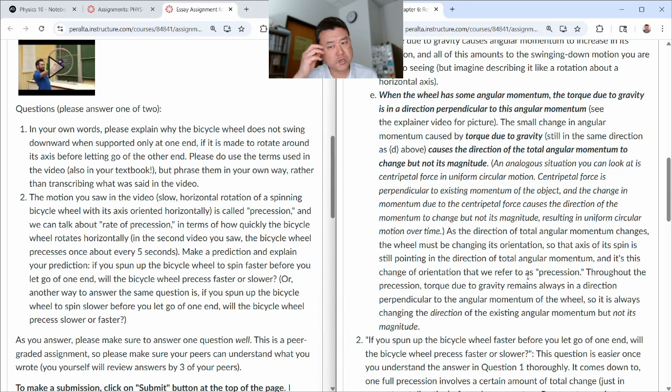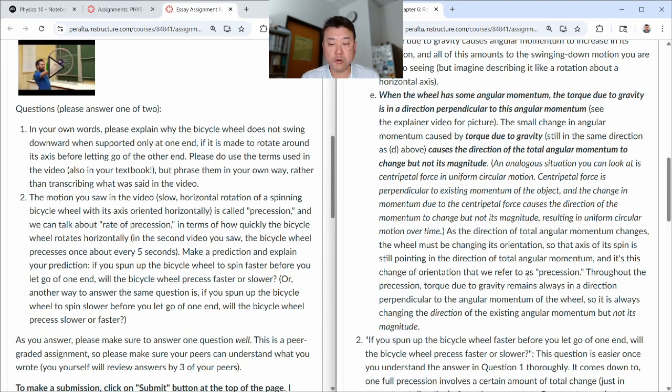An analogous situation you can look at is a centripetal force that we covered in uniform circular motion. Centripetal force is perpendicular to the existing momentum of the object, and the change in momentum due to the centripetal force causes the direction of the momentum to change, but not its magnitude, resulting in uniform circular motion over time.